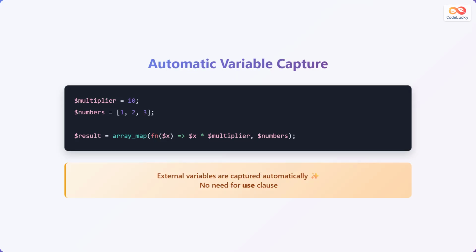One of the key features of arrow functions is automatic variable capture. Here's an example. First, the variable multiplier is assigned a value of 10. Then the variable numbers is assigned an array containing the values 1, 2, and 3. After that, the array map function is used with an arrow function. The arrow function multiplies each element $x of the numbers array by the multiplier. In arrow functions, external variables are captured automatically, so there is no need for a use clause.